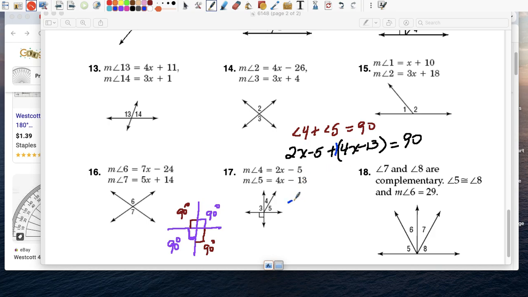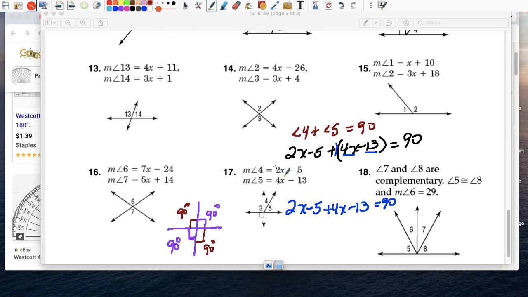So let's do that. 2x minus 5, and if you do the distributive property, plus 1, positive 1 times positive 4x is 4x. Positive 1 times negative 13 is negative 13. Notice that these two terms inside the parentheses came out the same. So when it's addition, you don't really have to put the parentheses because they come out the same. But if that was subtraction, you have to. So 2x minus 5 plus 4x minus 13 equals 90.